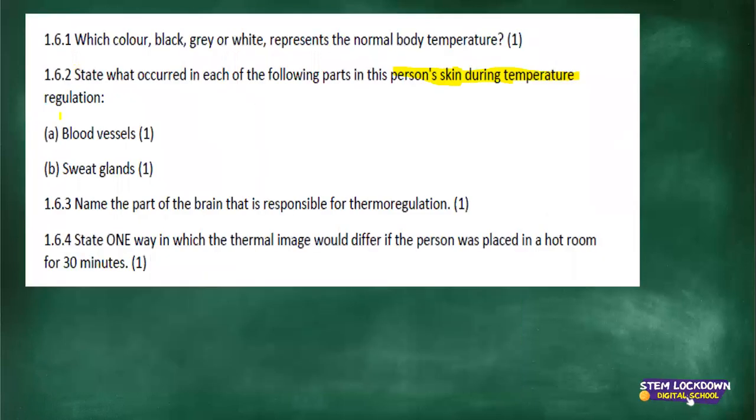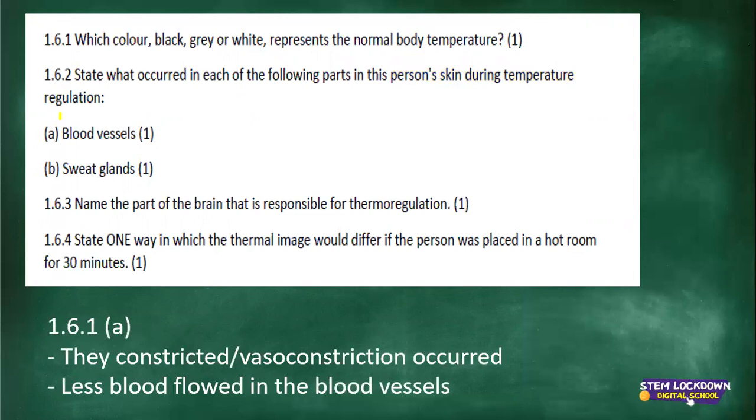So what happens in the blood vessels? The blood vessels will be constricted, through that process we discussed called vasoconstriction, which will occur. So that's how you say it. You'd say the blood vessels constricted or vasoconstriction occurred. What also happens after vasoconstriction? Less blood will flow in the blood vessels.